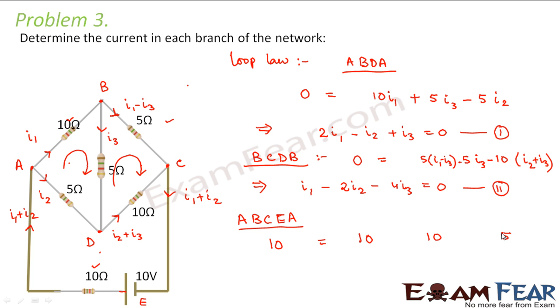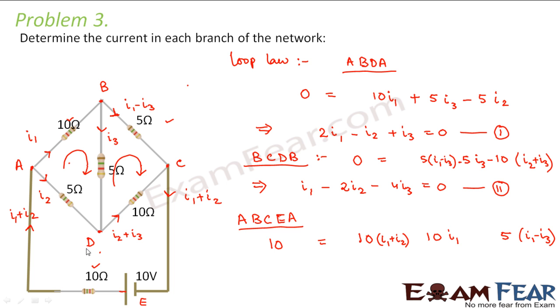Now what is the current through this 10 ohm resistance? It is I1 plus I2. So this will be I1 plus I2. What is the current through this 10 ohm resistance? It is I1. And what is the current through this 5 ohm resistance? It is I1 minus I3.